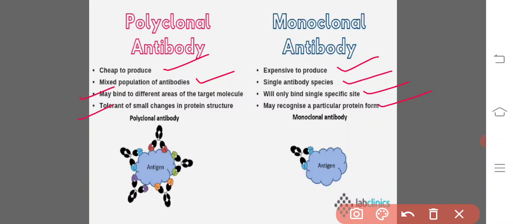Polyclonal antibody tolerates small changes in protein structure, whereas monoclonal antibody may recognize a particular protein form. So these are the various kinds of antibodies on a single multivalent antigen. Here this antigen is bound by a single type of antibody, monoclonal antibodies.